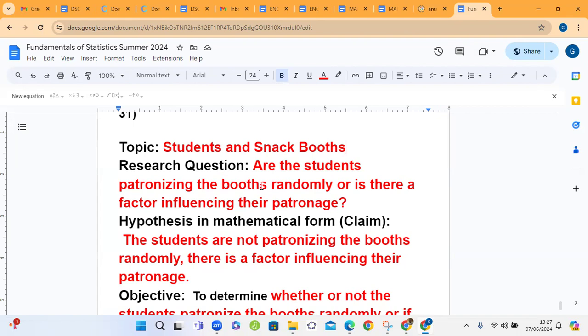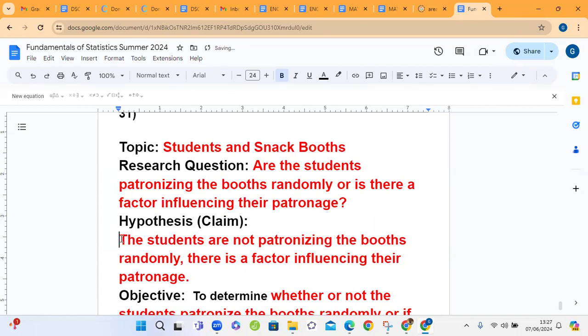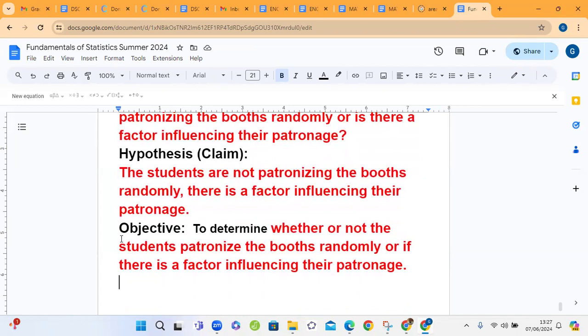Something must be affecting whether or not. So the hypothesis, not in mathematical format, for the chi-square test, remains in worded form. The hypothesis: the students are not patronizing the booths randomly. There seems to be a factor influencing their patronage. That is actually a claim by a fellow student. That's the hypothesis. So the objective is to determine whether or not the students patronize the booths randomly, or if there's a factor influencing their patronage.